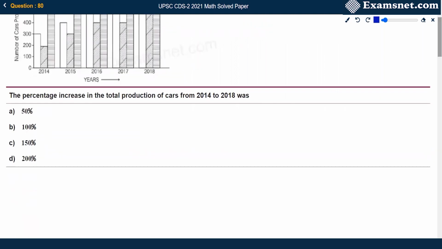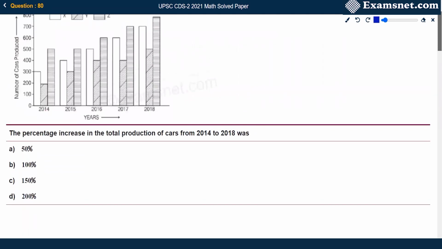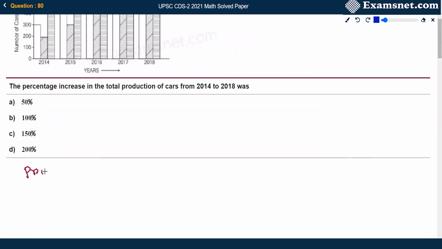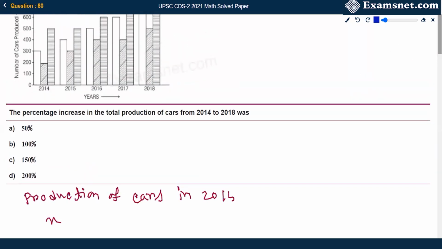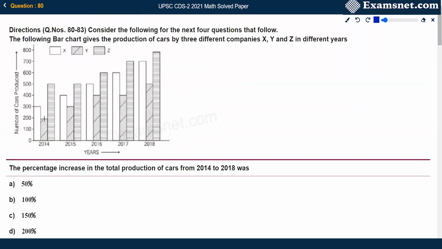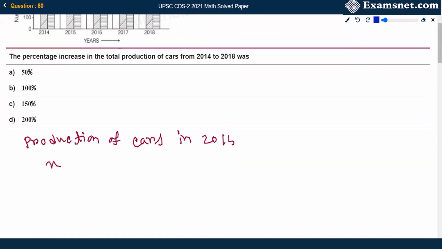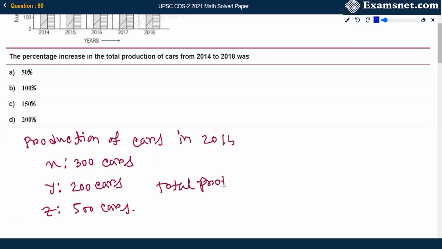Okay. The first question that arises here, the percentage increase in total production of cars from 2014 to 2018. Okay, percentage increase in total production. So for 2014, production of cars in 2014 for X, as we can see, this is 300 cars. Okay, for Y it's 200 cars, and for Z it's 500 cars. So 300 cars, 200 cars, 500 cars. Okay, so total production, do addition of all of them, you will get 1000, right?